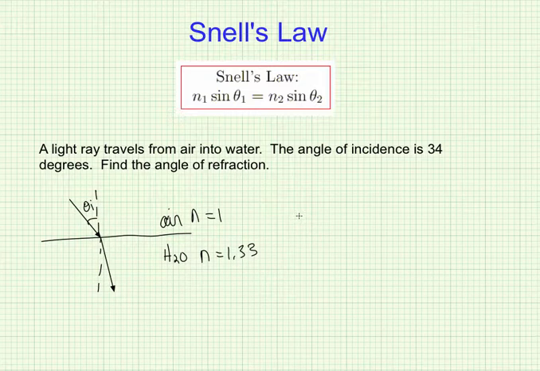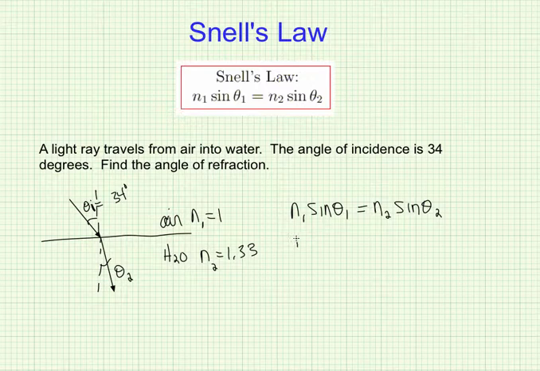So using Snell's law, I realize my angle of incidence is 34 degrees, so I'm going to call that theta 1. That's going to make the index of refraction N1. N2 is going to be for water. That means for our purposes, the angle of refraction is going to be theta 2. The main thing is you want to pair up the angles with whatever medium they're in. So the index of refraction has to match which angle you're in. So we take N1 sine theta 1, and that's going to equal N2 sine theta 2.